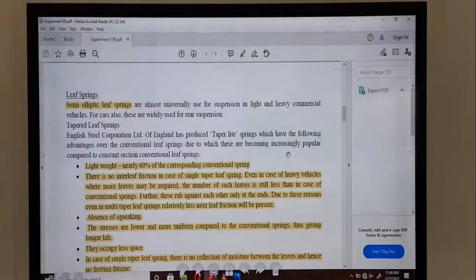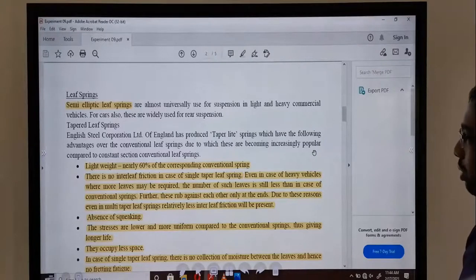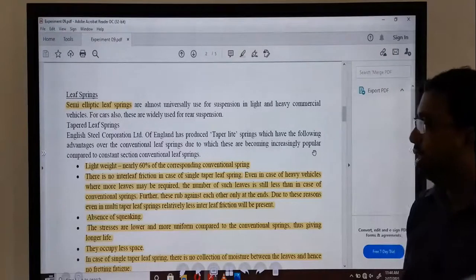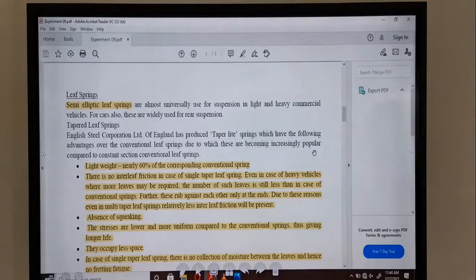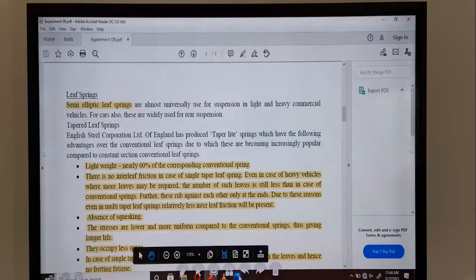So first we study one of the suspension systems, called leaf springs. Here the semi-elliptic leaf springs are almost universally used for the suspension in light and heavy commercial vehicles. This type of leaf spring is widely used in the automotive sector. So what is semi-elliptic?